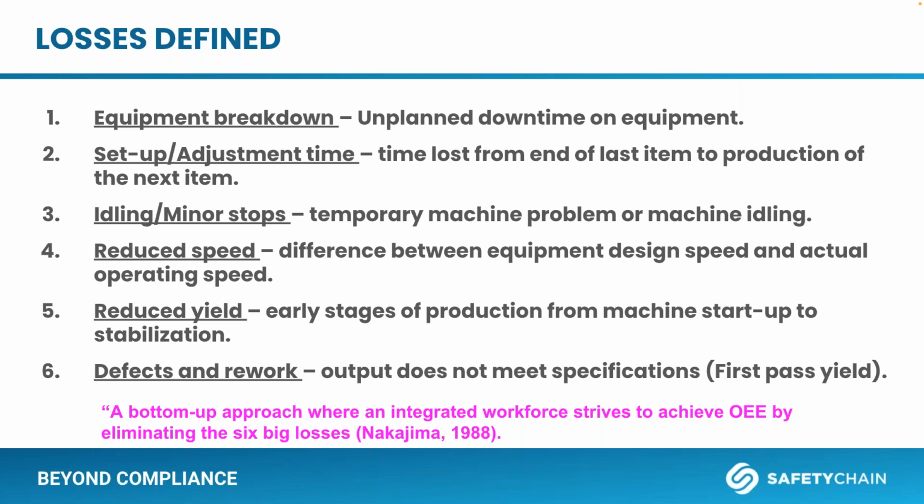Reduced yield. I mentioned early stages, from startup until we stabilize the production run and get it going, and then defects and rework, anything that doesn't meet spec. So that's first pass yield. If we have to rework something, that is not part of our first pass yield. So again, going back to Nakajima, he just talked about OEE. It's a bottom-up approach, grassroots from the floor, where an integrated workforce strives to achieve OEE by working on and eliminating the causes of those six big losses.